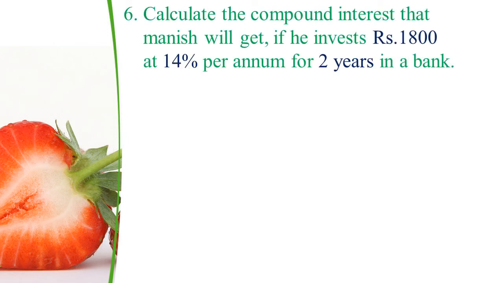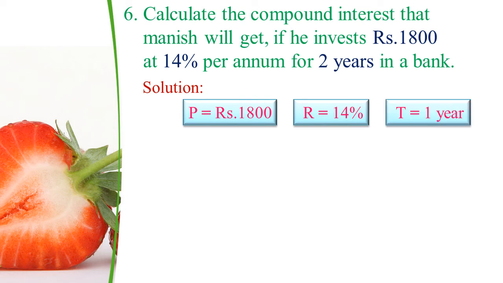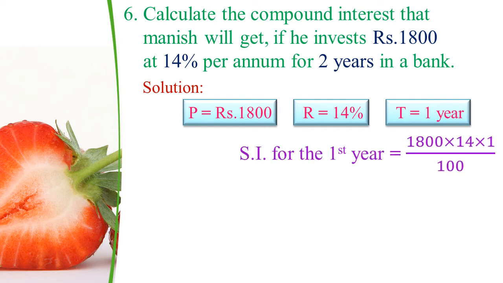Children, let's see one more problem. Calculate the compound interest that Manish will get if he invests rupees 1,800 at 14% per annum for 2 years in a bank. Now we are going to find the solution of the given problem. The principal is rupees 1,800 and rate of interest is 14% and time period is 1 year. So let's find the simple interest for the first year.